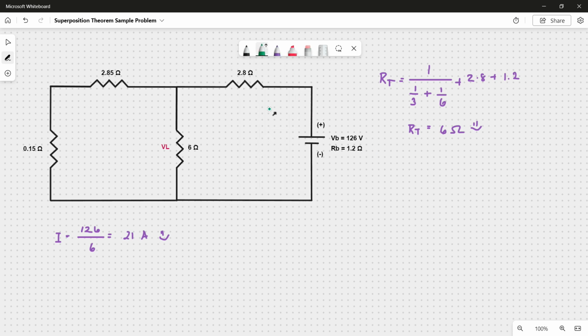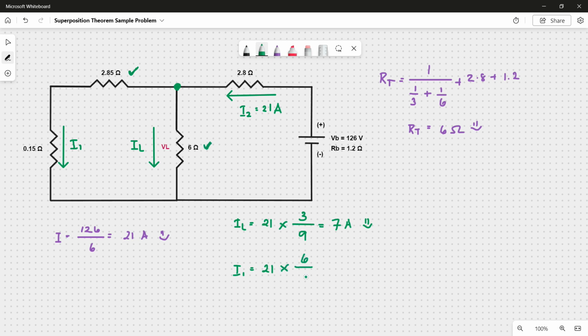Since we are assuming that the battery is supplying the power, the current is flowing from right to left. So 21 amps divides into 2 parts in this node, so that IL is equal to 21 times the parallel resistors, 2.85 plus 0.15, which is 3 ohms, divided by the total resistance it will flow into, so 0.15 plus 2.85 plus 6, which is equal to 9. And so the current will be 7 amps. And I1 will also be calculated by 21 times the parallel 6 ohms, divided again by 9 ohms. Therefore, we have 14 amps.